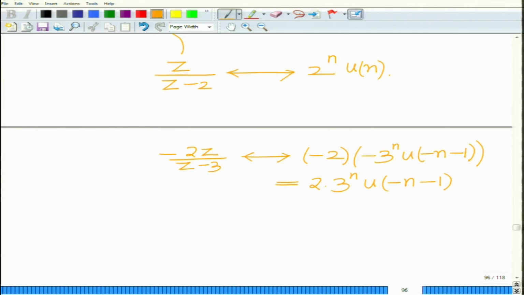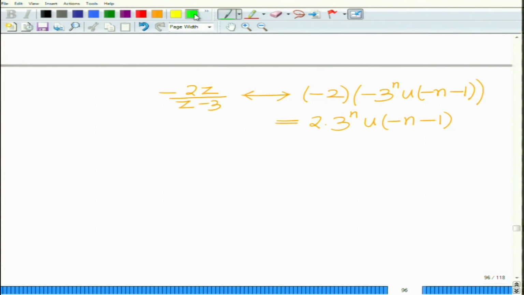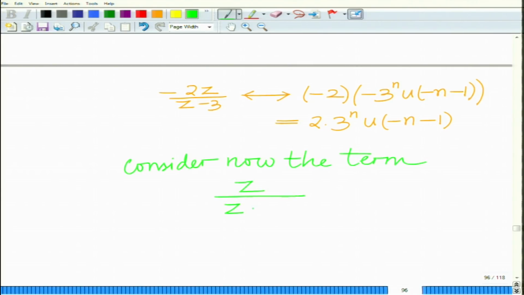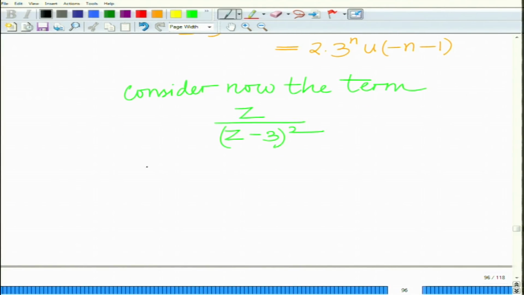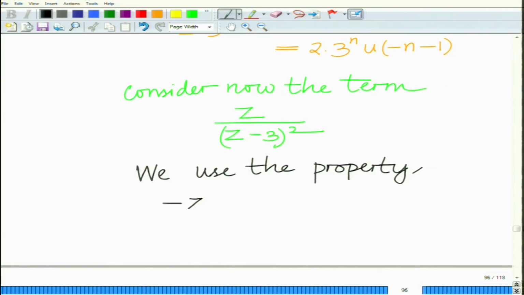Okay. Now, we come to the remaining term, the term of the form z over (z minus 3) squared. Consider now the term z over (z minus 3) squared. Now, to evaluate the inverse Z transform, we use the following property.